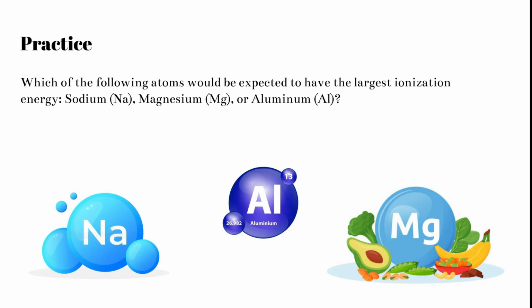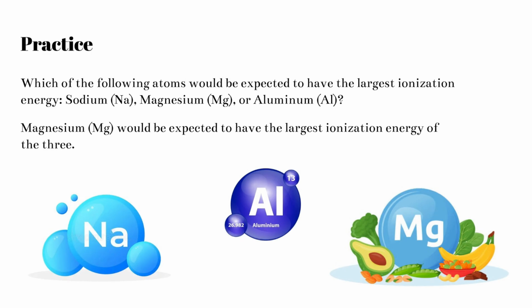Now, let's do some practice problems. Which of the following atoms would be expected to have the largest ionization energy? Sodium, magnesium, or aluminum? Pause the video if you need more time to think. If you said magnesium, you're correct. Magnesium would be expected to have the largest ionization energy of the three.